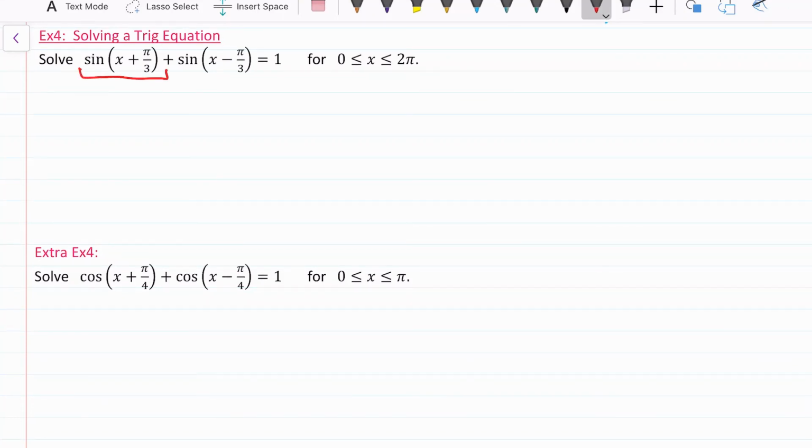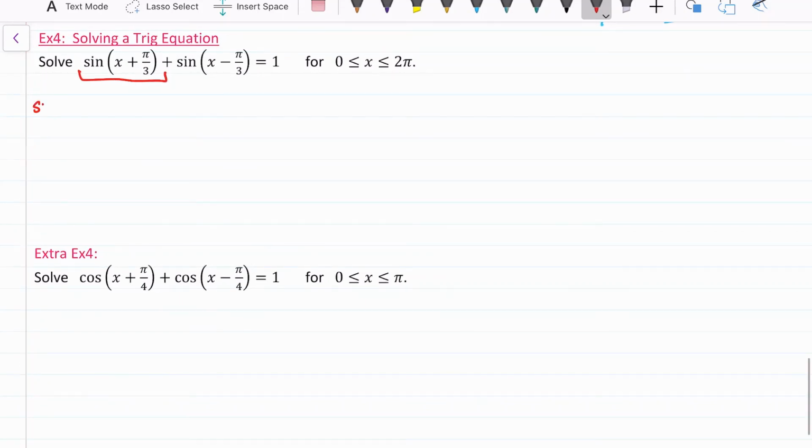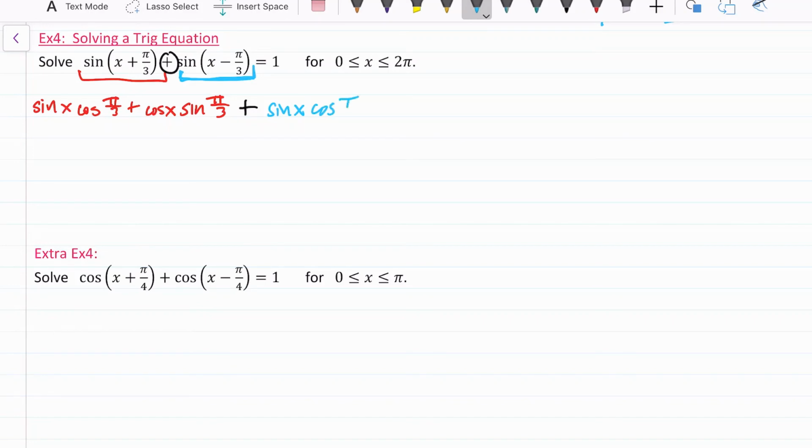So this is what I'm going to do in red. This will give me sine x, cosine of pi over 3, plus cosine of x, sine of pi over 3. Then we have the plus sign in the middle. Then I will be doing this part using the formula. Sine of x, cosine of pi over 3, minus cosine of x, sine of pi over 3. Then we have an equal sign. And then we have a 1 on the other side.